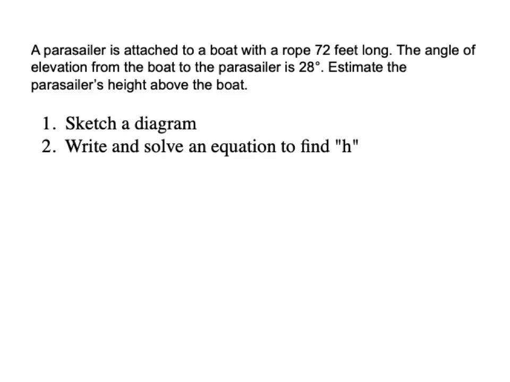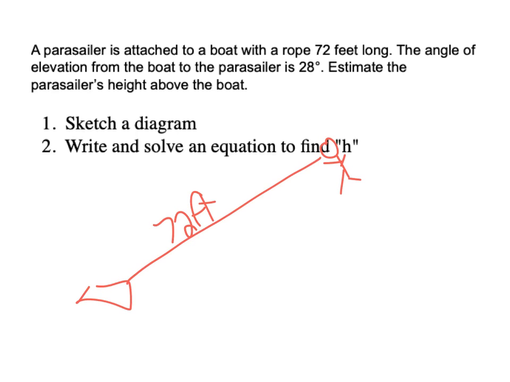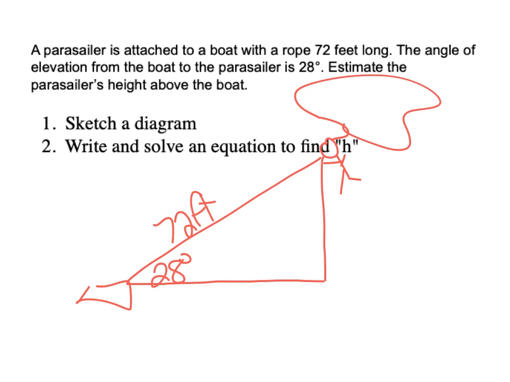So if we have a parasailer attached to a boat with a rope that's 72 feet long, okay, I have this boat down here. Here's my boat. It's attached to a parasailer with a rope that's 72 feet long. So my rope is 72 feet. Here's my person parasailing up here. That doesn't look like a parasailer. And the angle of elevation is 28 degrees. That's going to make a right angle.